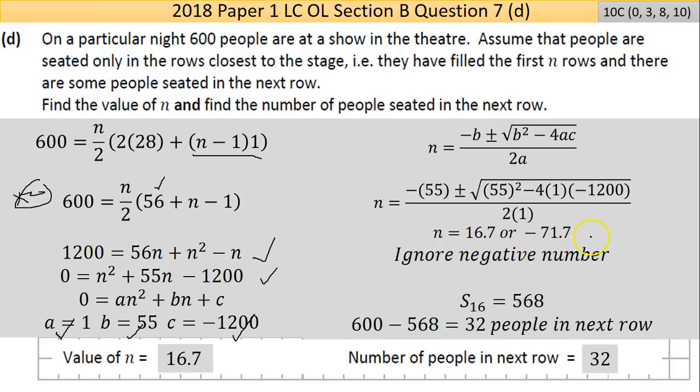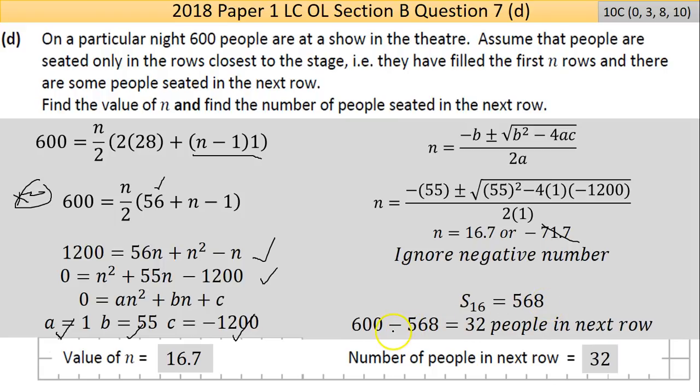Now, you can't have a negative number of rows, so that's excluded. So my answer is 16.7. So it's the 16th row I'm concerned with. Now, for lack of space, I've used the sum of the number of people formula, S of n equals n over 2, basically this formula here. And I've put in 16 instead of n, and I've calculated 568 people.